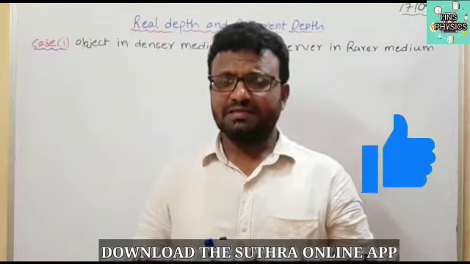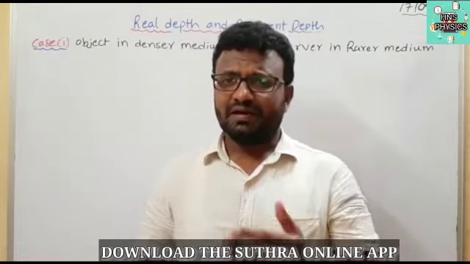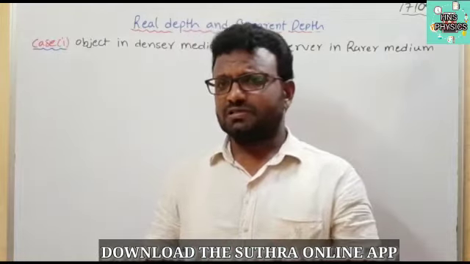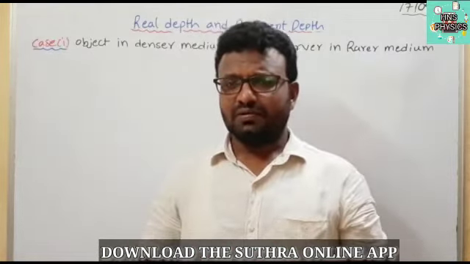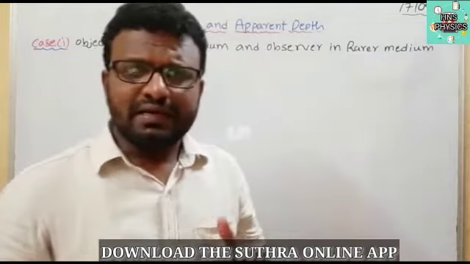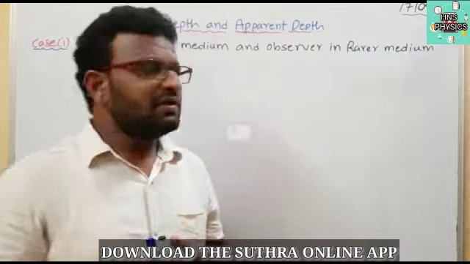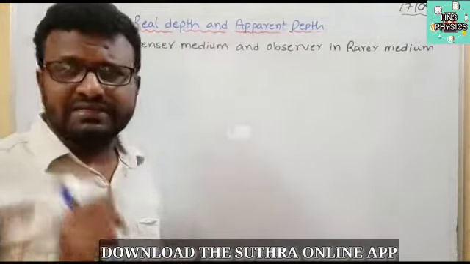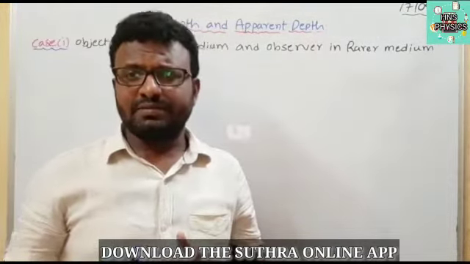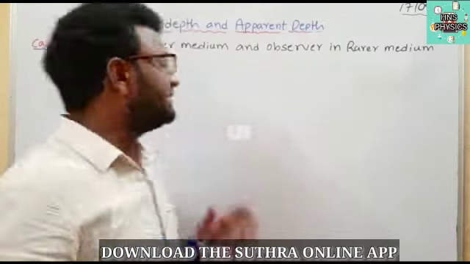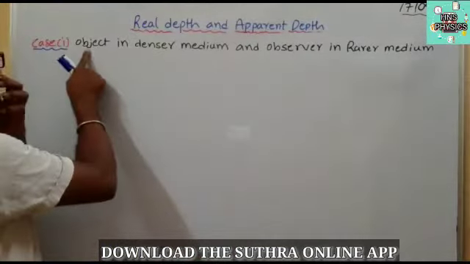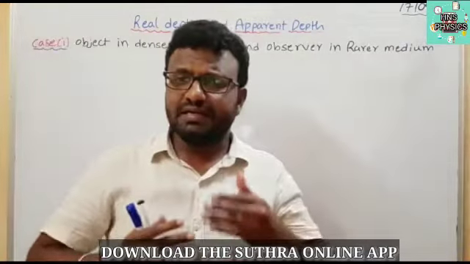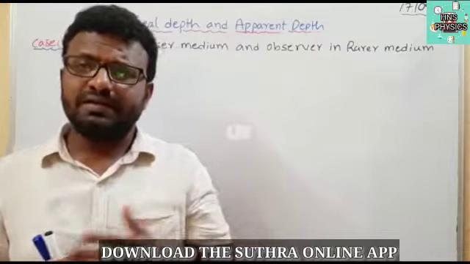Today I am going to explain real depth and apparent depth. This concept is taken from refraction of light, and it is useful for 8th class to 12th class students. In real depth and apparent depth there are two cases. In this session I am going to explain only one case: object in a denser medium and observer in a rarer medium.